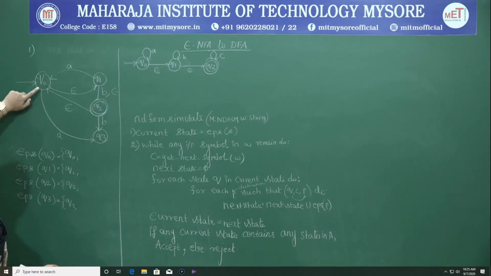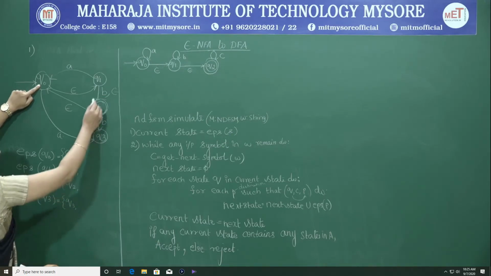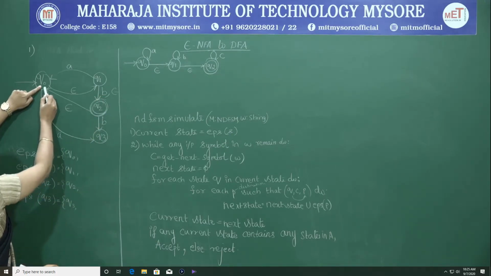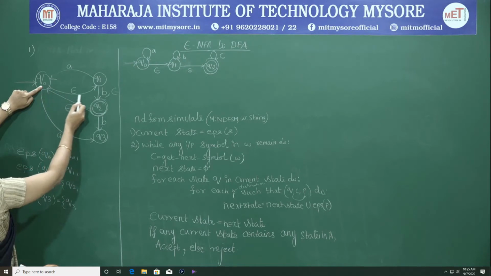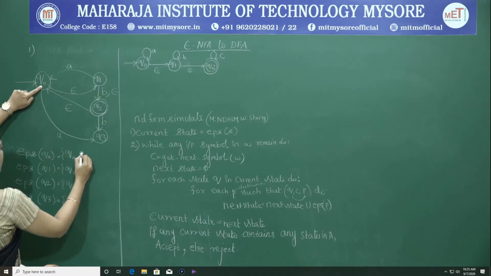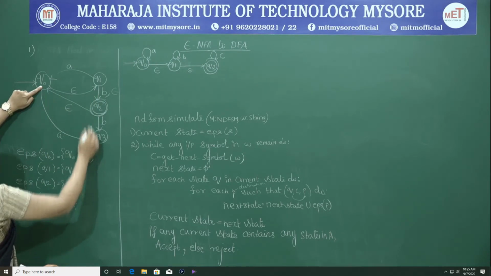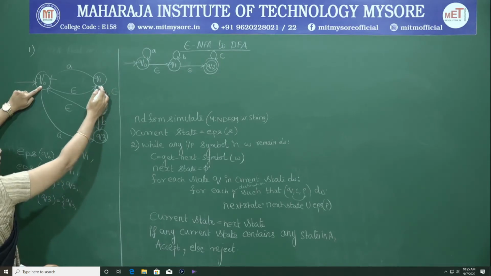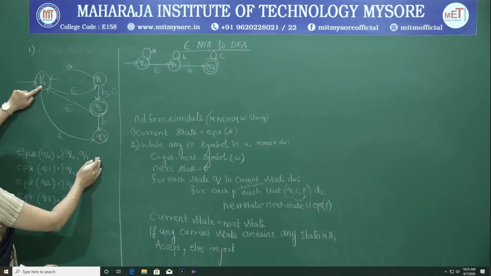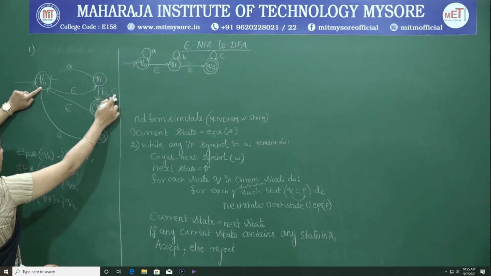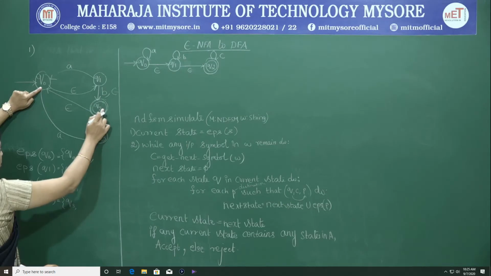Next, we will trace from Q0 and check what are the different states reachable. So we will start from Q0. So outgoing on an epsilon goes to Q1. So I am going to include Q1 here. So we do not stop here, but rather still follow from any intermediate states over the epsilon transitions also. So from Q1 I have an epsilon transition that is going to Q2.